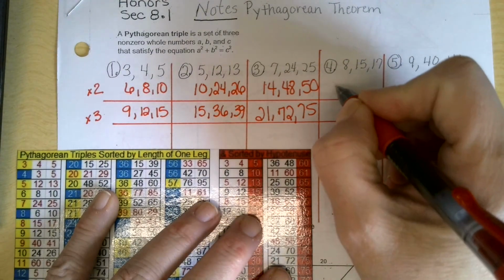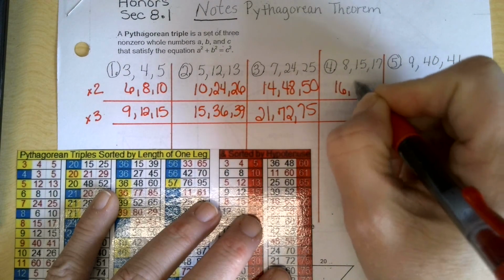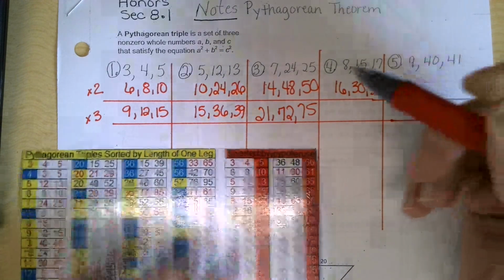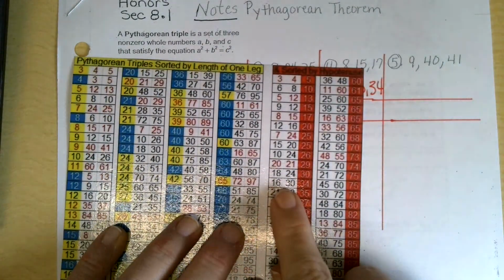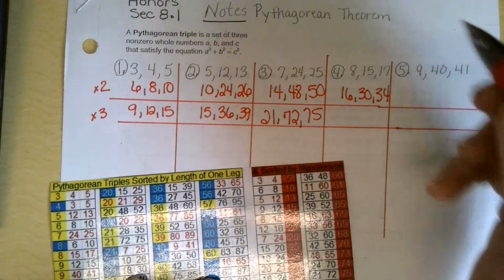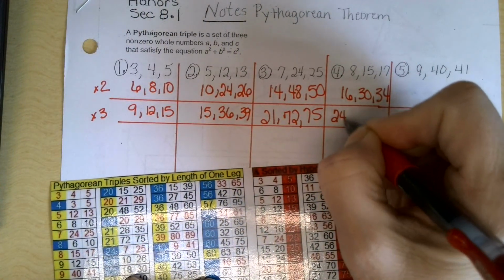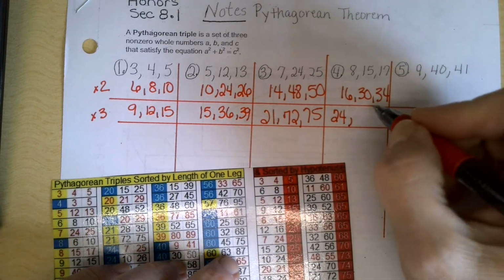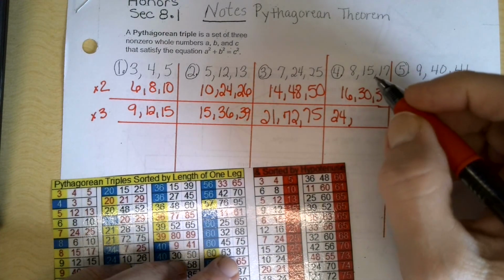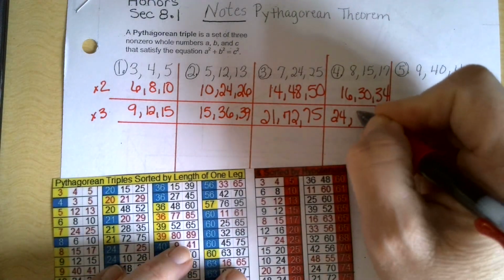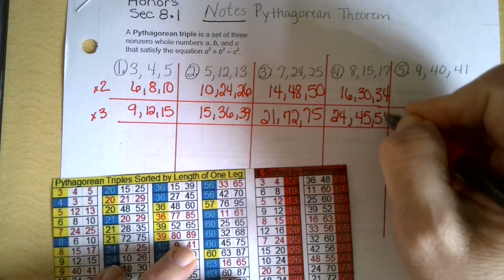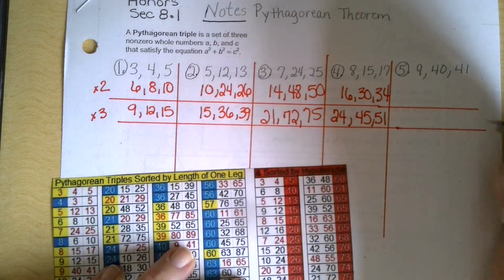Okay, so if I multiply these by 2: 16, 30, 34. 16, 30, 34 is right here. And then multiply by 3. Let's see. 3 times 15 is 45. And 17 times 3 is 51. See, again, that one's not too common.